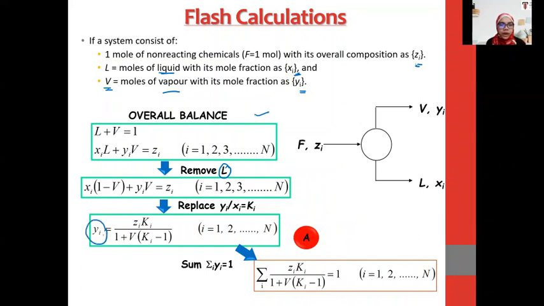it turns to have this Yi equal to ZiKi, because of the correlation that Ki equal to Yi over Xi. So using this, we replace it with the Ki, or K value, and then this is our finalized equation. Once we finalize it, we use the summation of total Yi equal to 1.